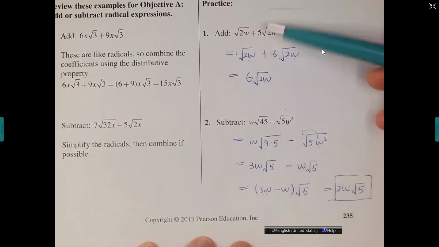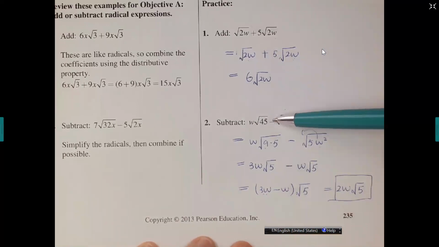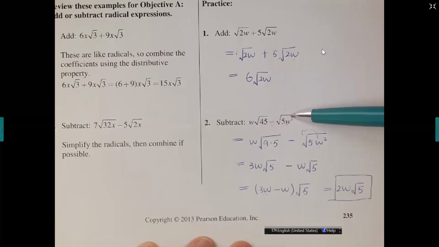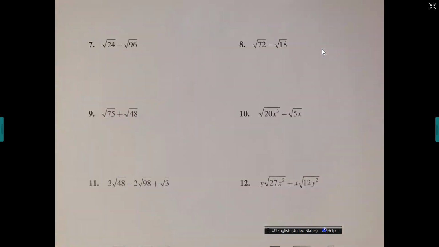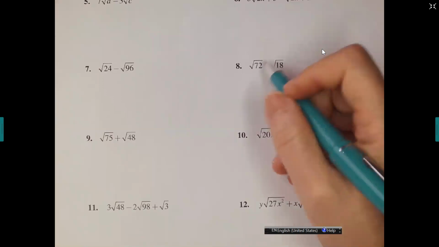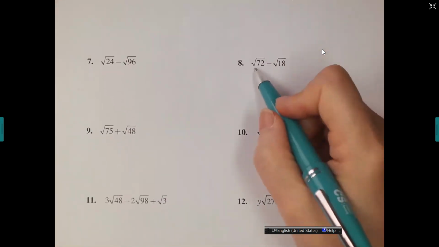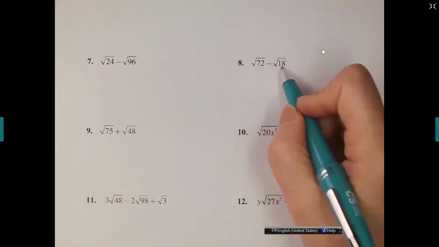See, no matter if we are doing the addition or subtraction, simplify each term completely, then combine the like radical expressions. So there are those two examples. Let me grab more if I see any. Okay, I'd like to do a few more problems with you. Let's do this one: radical 72 minus radical 18.